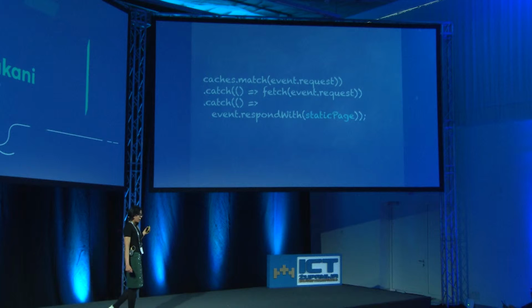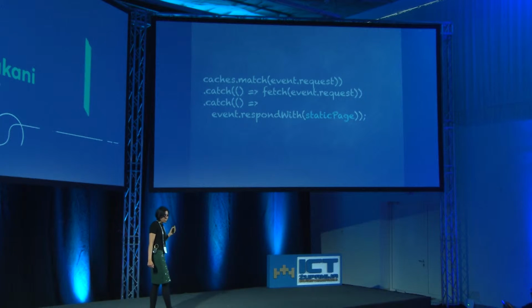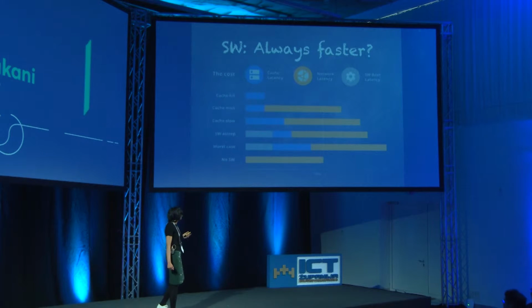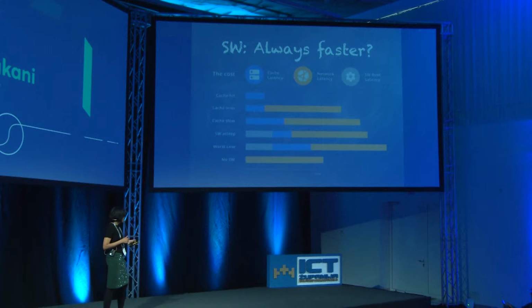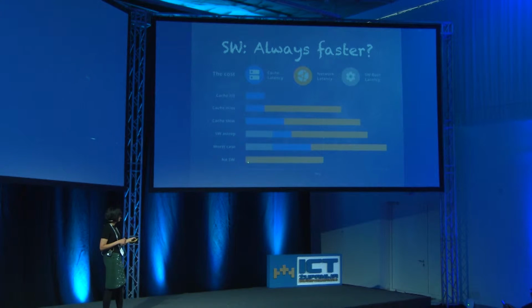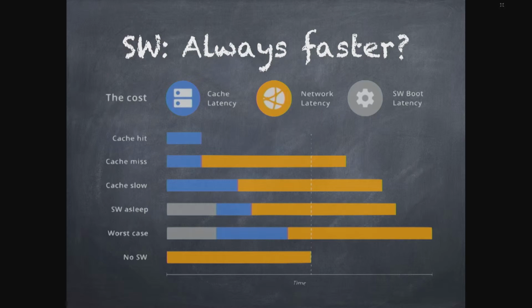That would work. But is it faster than not using the service worker at all? So let's look at this graph, which compares the time it takes in various scenarios. The bottommost bar here is when you're not using a service worker at all, and that only involves network latency, right? All other bars are when you're using a service worker, and the topmost one is your best case scenario, where your service worker is active, you have a cache hit, you return a resource from the cache.